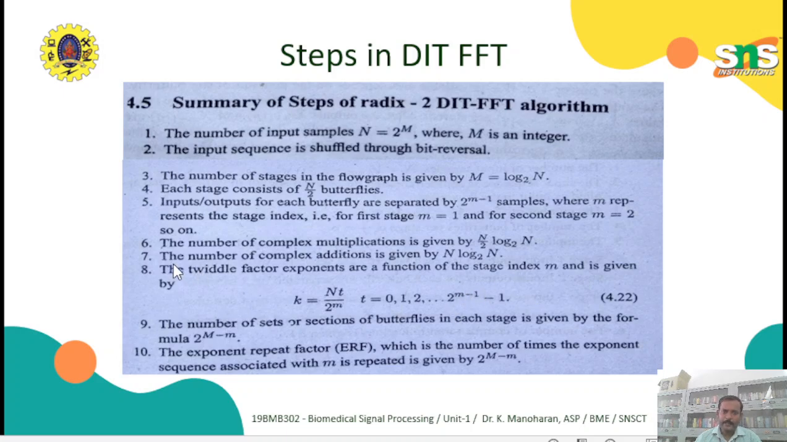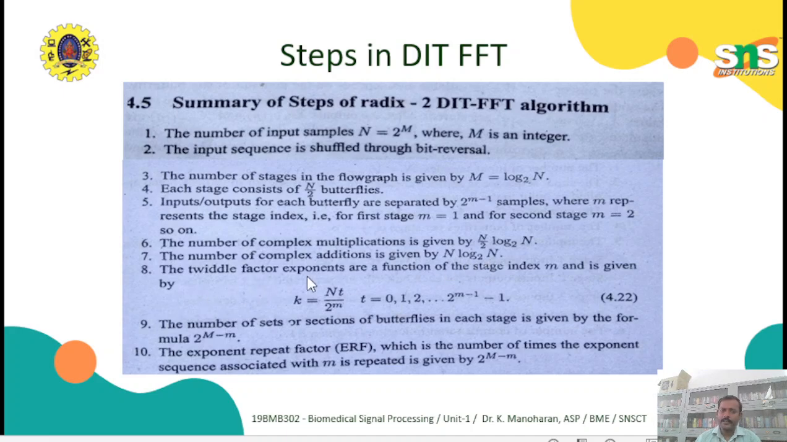Look at this. The number of complex multiplications is given by N by 2 log base 2 N. Normally, if you take DFT computations, we require N square complex multiplications and N into N minus 1 additions. But if you take an FFT, this much multiplication is reduced. Look at this, N by 2 log base 2 N multiplications. And the number of complex additions will be given by N into log base 2 N. In a normal DFT computation, it will be N into N minus 1. That is reduced here to N log base 2 N.